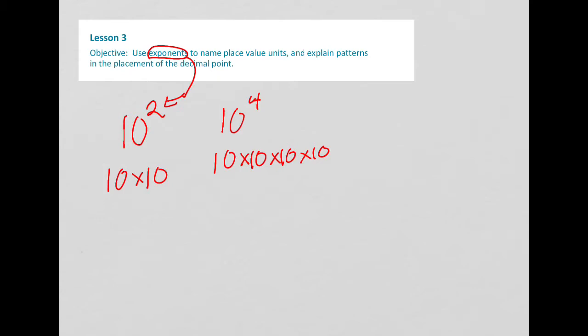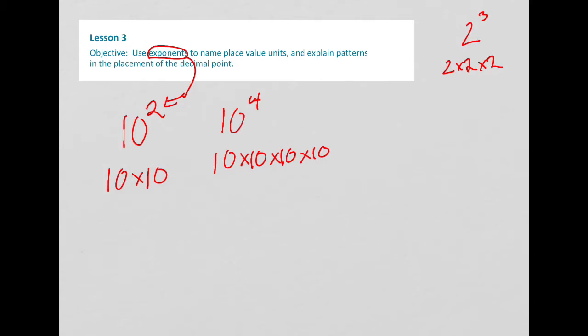We're just going to work within tens because that's what we're doing with our place value chart. But know that exponents work for all numbers. If you had a 2 to the third power, you would have 3 copies of 2. So it would be 2 times 2 times 2. So exponents can work on all sorts of numbers.